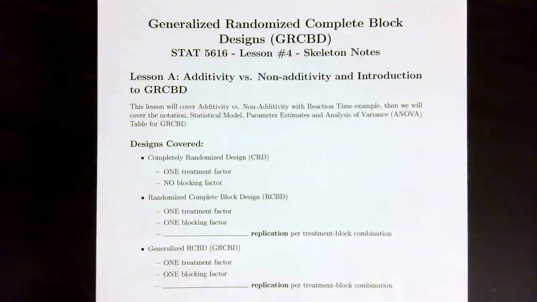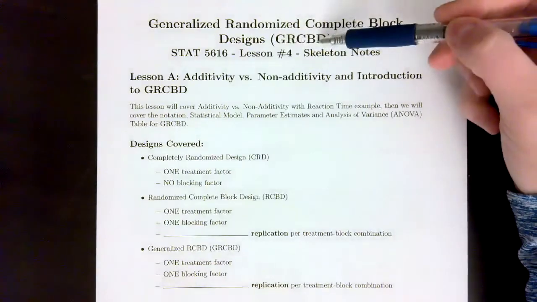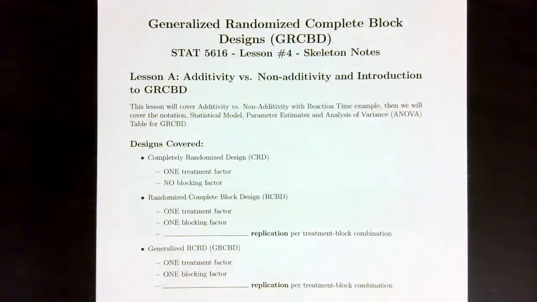All right, Lesson 4A. In this lesson, we'll be introducing the generalized random complete block design, or GRCBD, which is just an extension of the randomized complete block design, or RCBD. Specifically in this lecture, we're going to be talking about additivity versus non-additivity, as well as the model, some notation, and the ANOVA for the generalized complete block design.